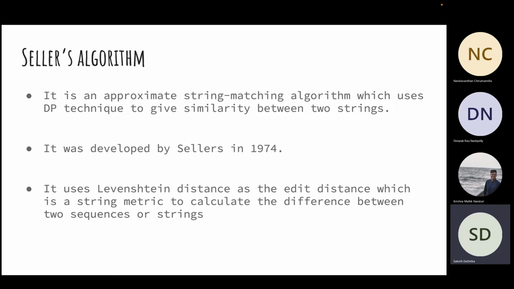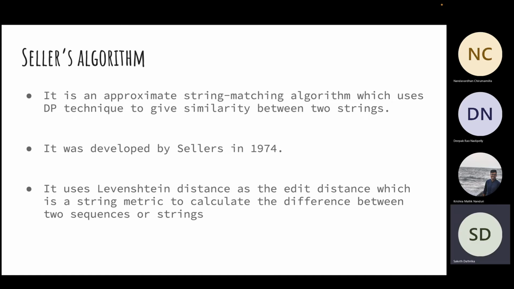Now I'm going to discuss Sellers algorithm. Sellers algorithm is an approximate string matching algorithm which uses the DP technique to give the similarity between two strings. It was developed by Sellers in 1974. The idea behind it is to minimize the edit distance between the two strings.